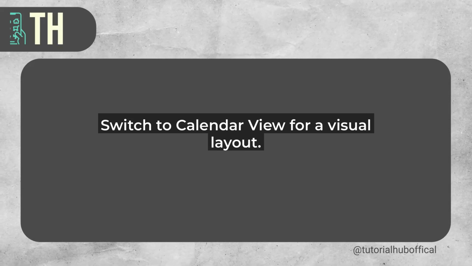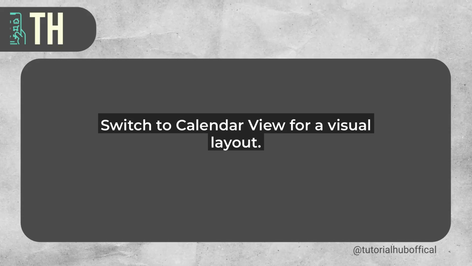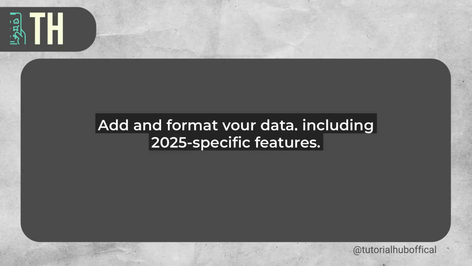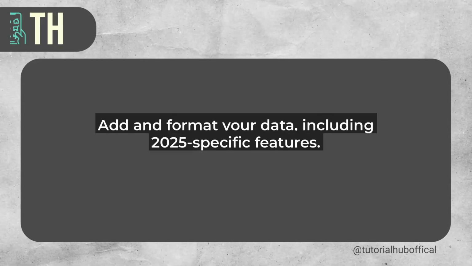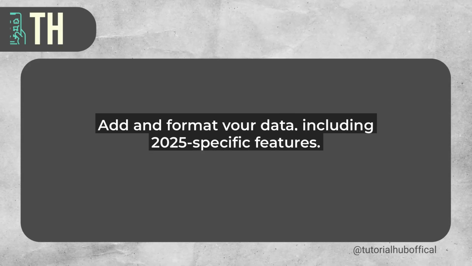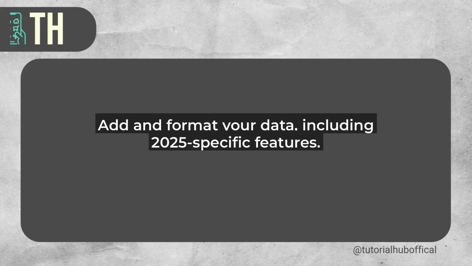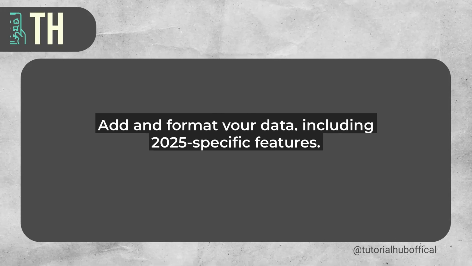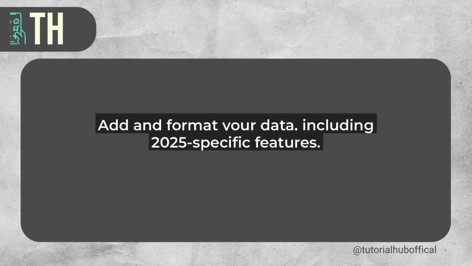Next, start adding your data. Enter your dates and details directly into the rows. For example, if you're planning a project timeline, input key milestones like Q1 Review on January 15, 2025. Don't forget to use Smartsheet's formulas for dynamic elements, like auto-calculating deadlines.